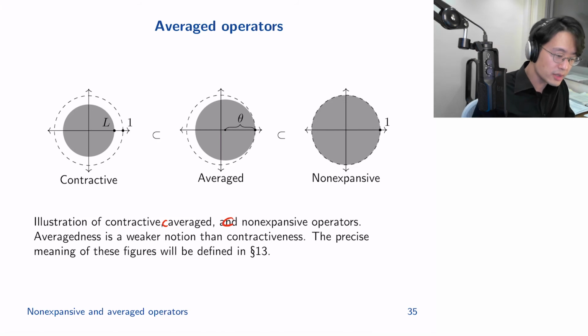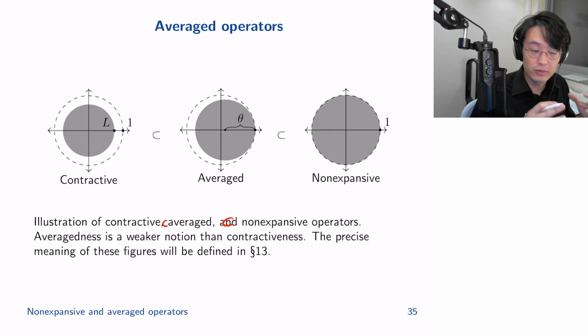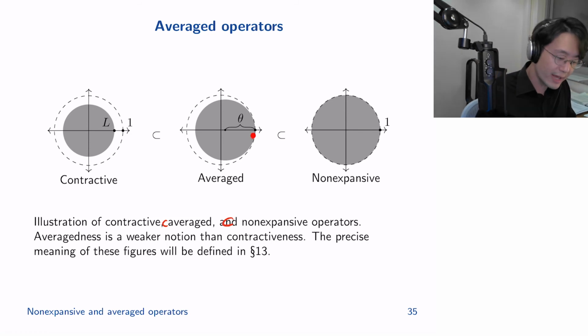What I want to illustrate specifically through this illustration is that averagedness is a weaker assumption compared to contractiveness, because if an operator is contractive, then it is an averaged operator, but an averaged operator is not necessarily a contraction. Often, assuming an operator is a contraction will be too strong an assumption, so we will instead assume the operator is averaged.